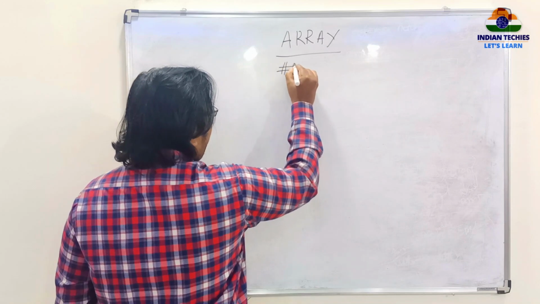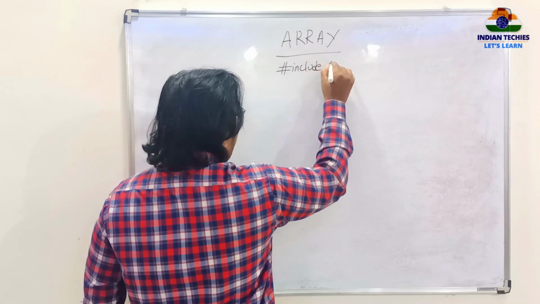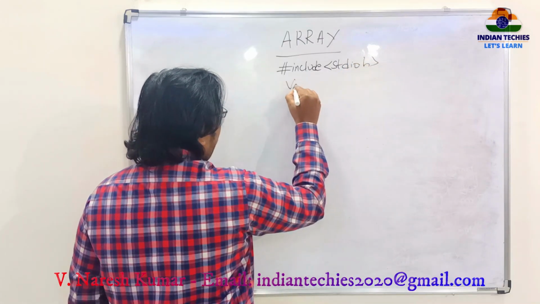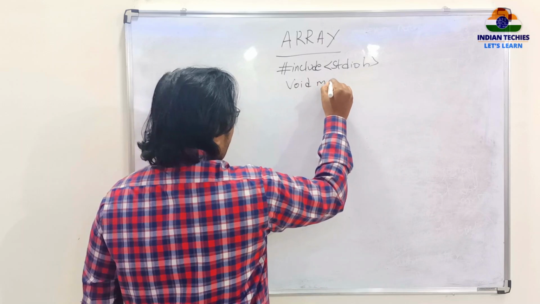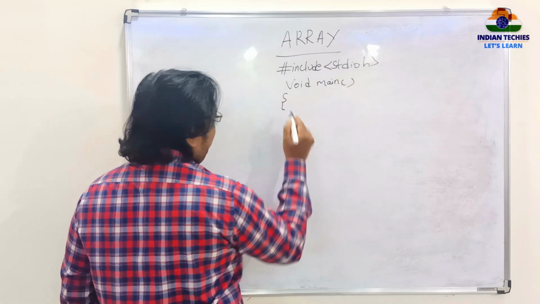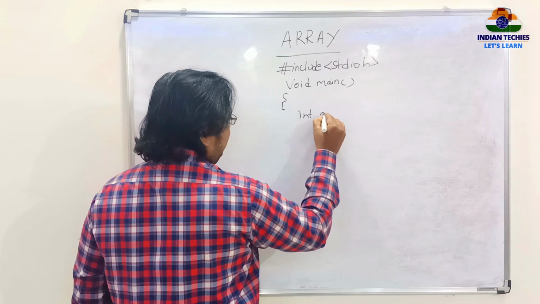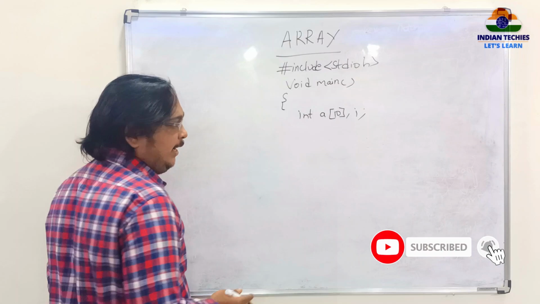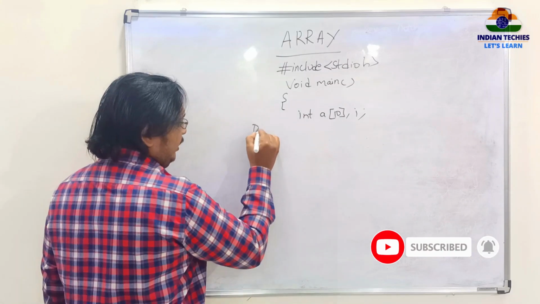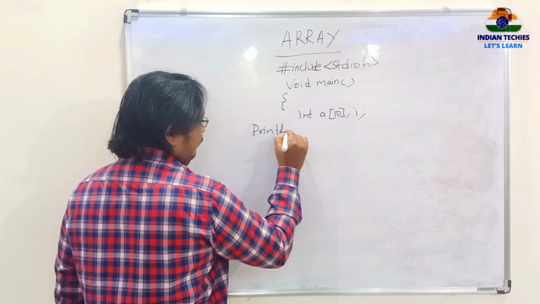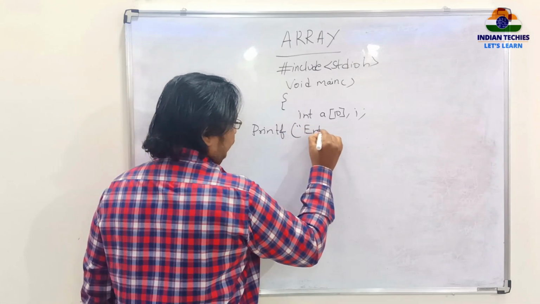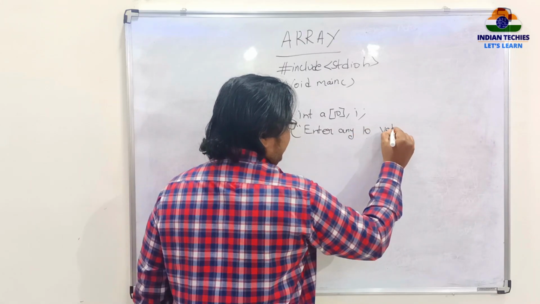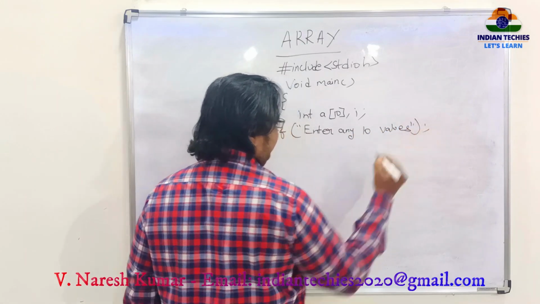So first, as usual, hash include stdio dot h, void main. Now I am declaring an array of size 10. For loop purpose, I am declaring another variable called i. Just take 10 input values. That is printf, enter any 10 values. You can write this statement of your wish as per your program.